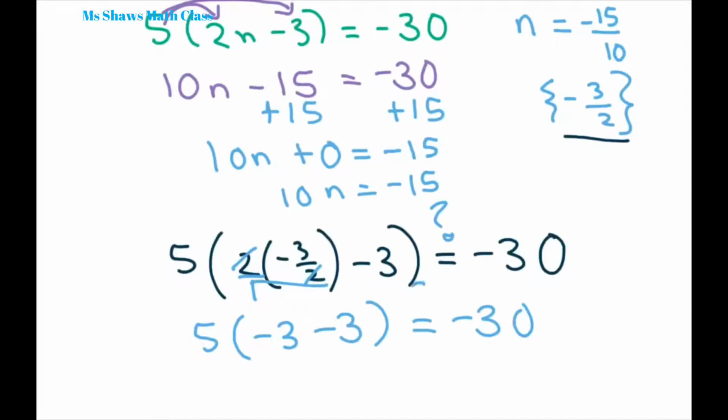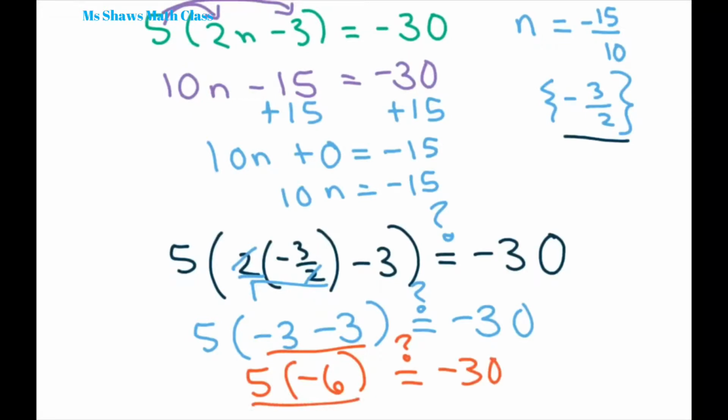Again, we're checking to see if it works. And let's see, this is negative 6. So you have 5 times negative 6. Does that equal negative 30? Yes, because that is negative 30. So you have negative 30 equals negative 30. So that checks. So this is your solution.